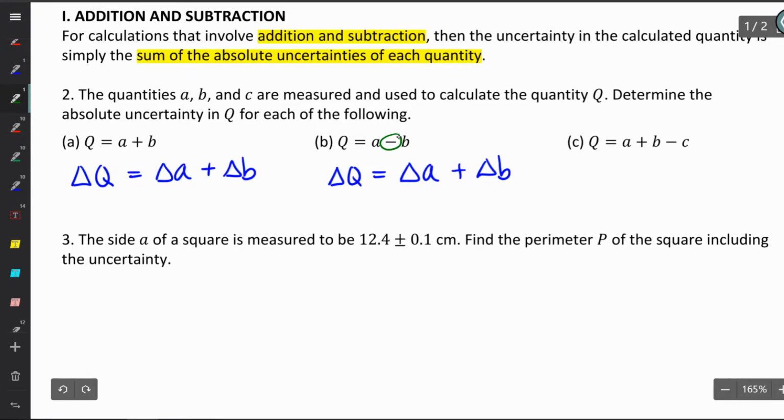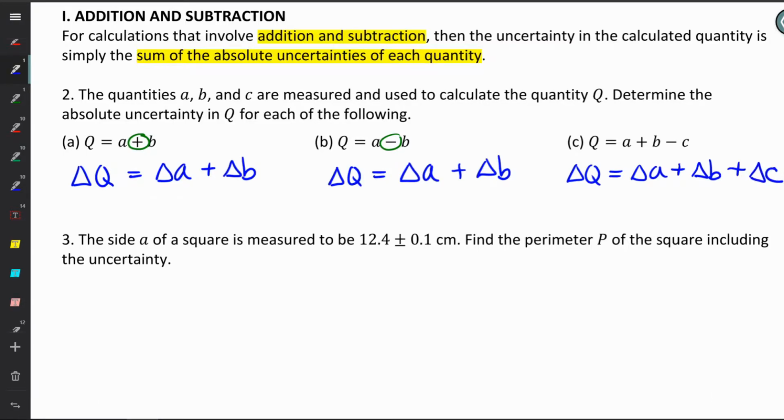It doesn't matter whether you subtract or add, the uncertainty in the calculated quantity is always the addition of the two absolute errors of each quantity involved in the calculation. So if we did all three of these quantities, A plus B plus C, then the absolute error in Q would be the absolute error in A plus the absolute error in B plus the absolute error in C.